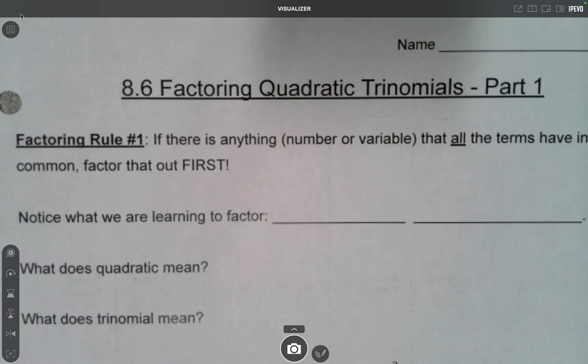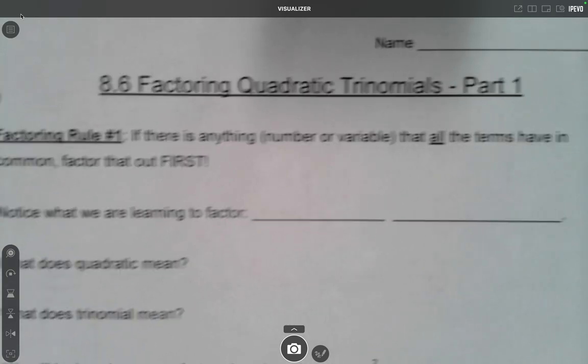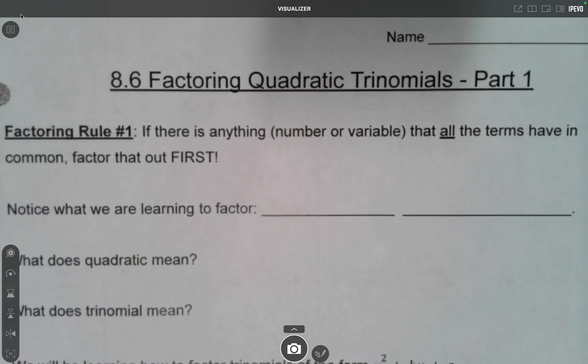Factoring rule number one: if there is anything, whether it be a number or a variable or both, that all the terms have in common, factor that out first. That's something I probably will forget sometimes to remind you to check, because it's often not something we have to pull out. But if we don't remember to, when it does need to be pulled out, it'll cause problems.